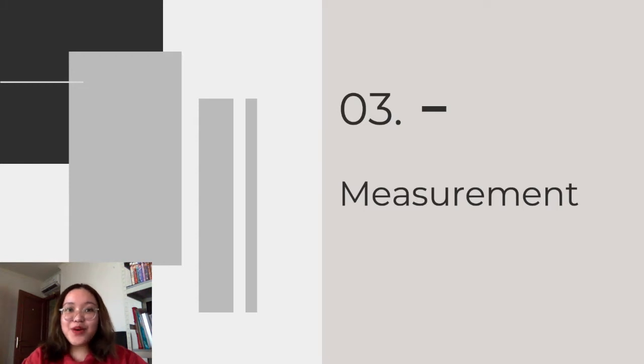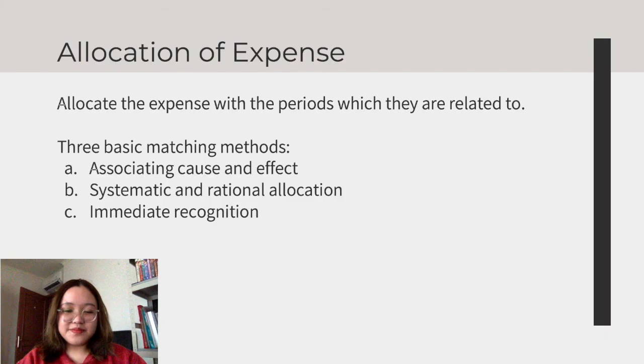In this part, I'm going to explain the measurement of expenses. The approach in measuring expenses is allocation of expense. Allocation of expense means that we allocate the expense to the period to which it is related. This is based on the matching concept of accrual accounting for the cost incurred. The matching concept is important in historical cost accounting because it helps accountants decide which costs should be expensed and matched against the revenue for the period, and which costs remain unexpired to be recorded in the balance sheet.